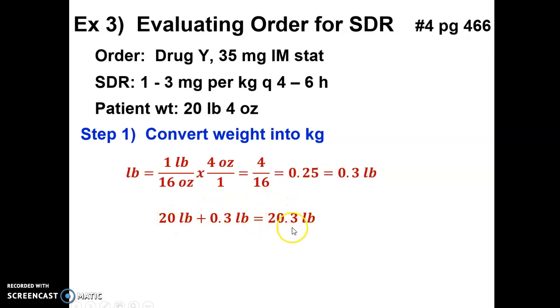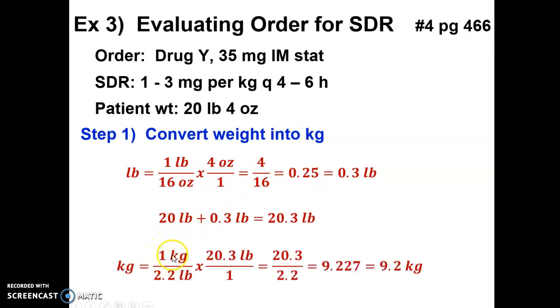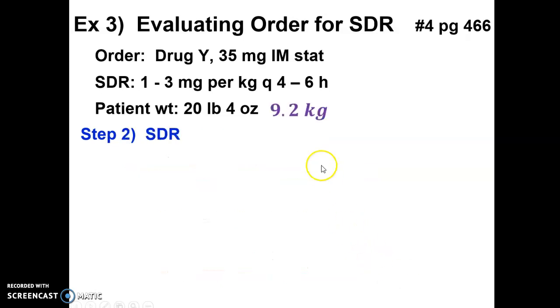Okay, so our kiddo weighs 20.3 pounds. Now, we're going to take that poundage and change it into kilograms. Remember the conversion that 1 kilogram is 2.2 pounds. We have a kid that weighs 20.3 pounds, so that works out to give you a 9.227. Go ahead and round that to 1 decimal place as well, so 9.2 kilograms for our patient. Okay, so now we got to take that 9.2 kilograms and let's figure out the safe dosage range.